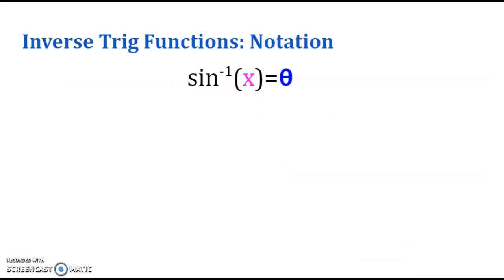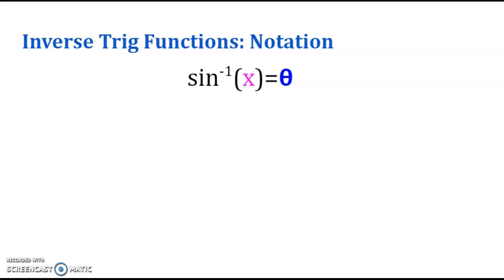Now I am going to introduce the notation for the inverse trig function. Remember what we did when we looked up the trig table to find the angle. What we actually did was the inverse trig function. That means we undid the sine function to look for the angle measure. So this is the notation for what we exactly did, and I'm going to explain that in more detail.